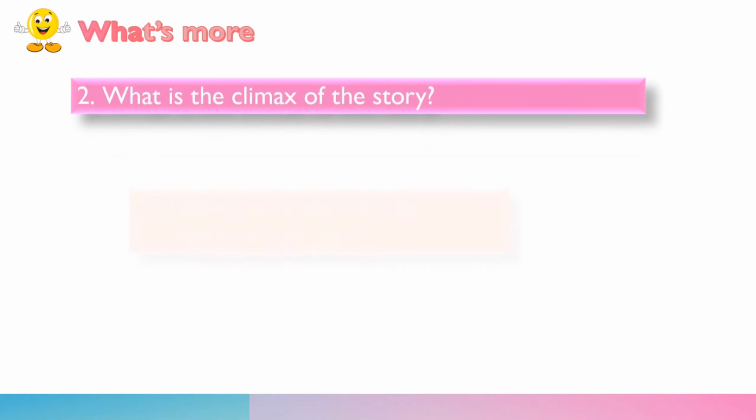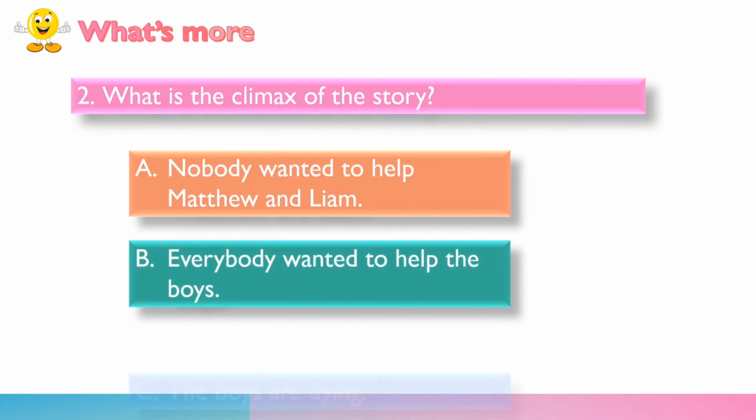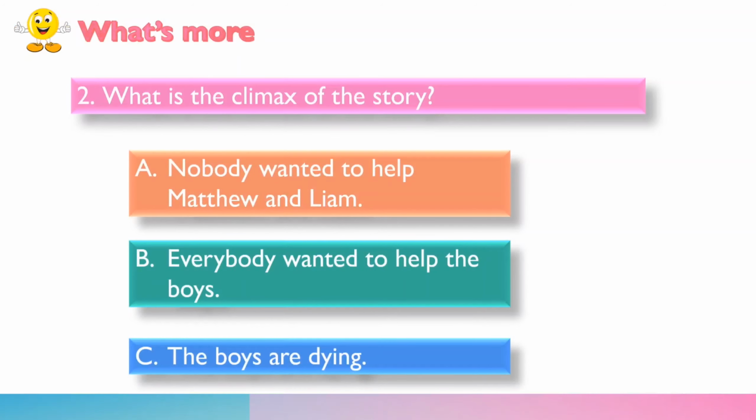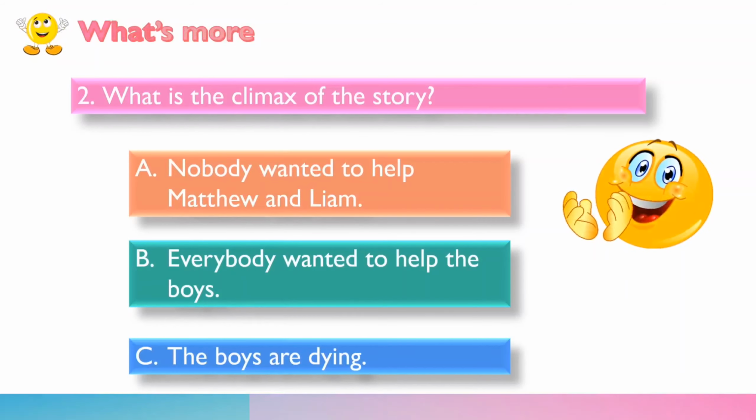Number 2. What is the climax of the story? Is it A. Nobody wanted to help Matthew and Liam? B. Everybody wanted to help the boys? Or C. The boys are dying? Very good. It's everybody wanted to help the boys.